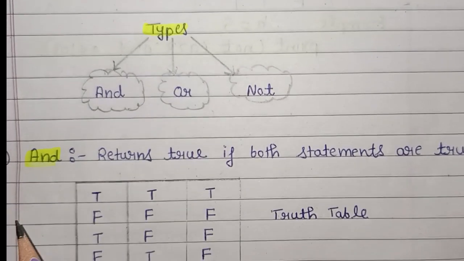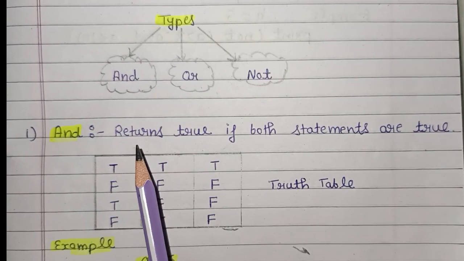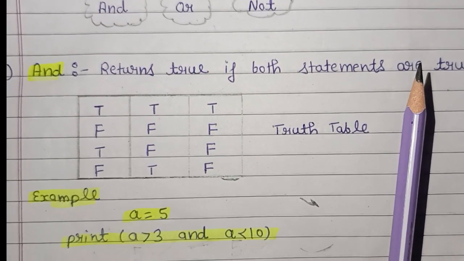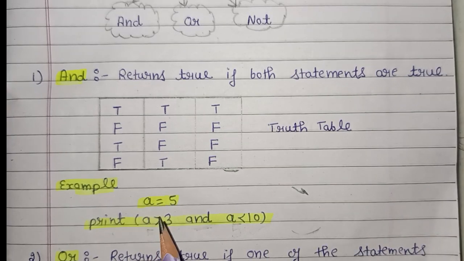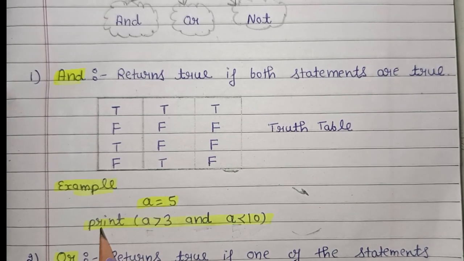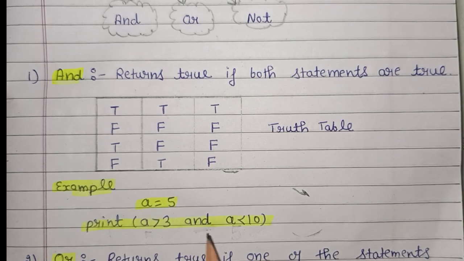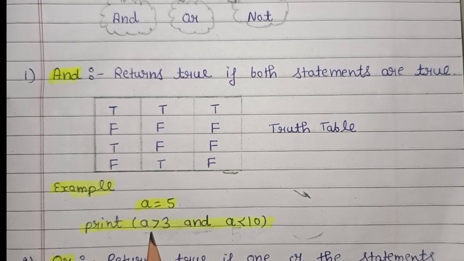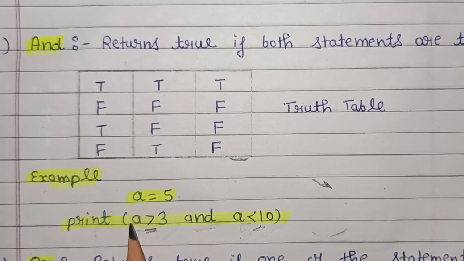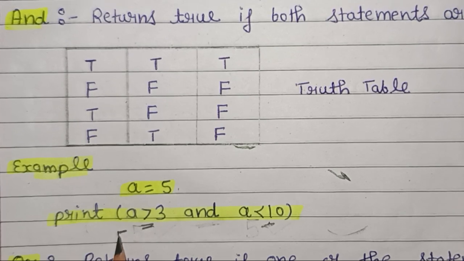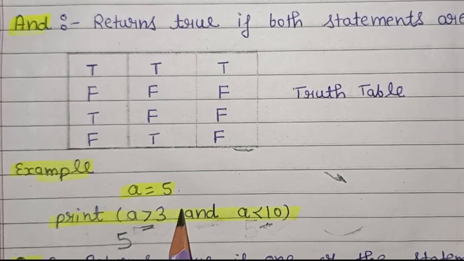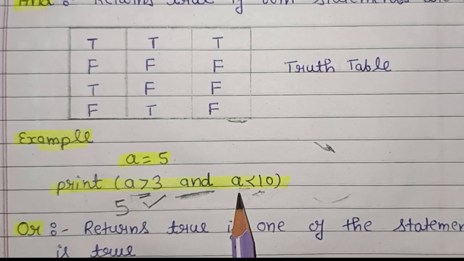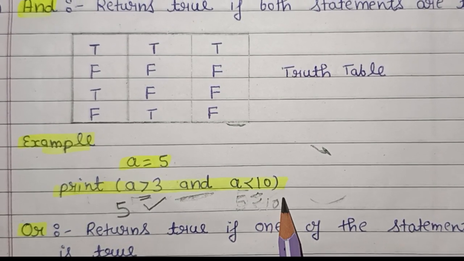Let's see the first one, and. It returns true if both statements are true. Let's see it with an example. Here I have taken a is equal to 5, and as you know, in Python we use print to print the result. We have two statements here. Statement 1: a, which is 5, greater than 3. This statement is true. And is a logical operator. Statement 2: a, 5, less than 10, the statement is true.